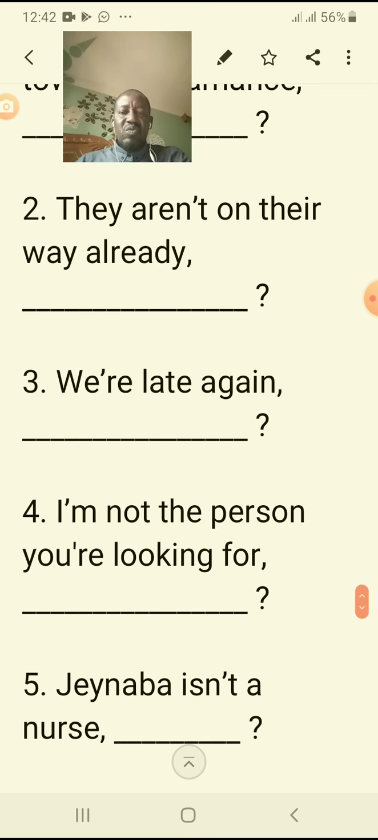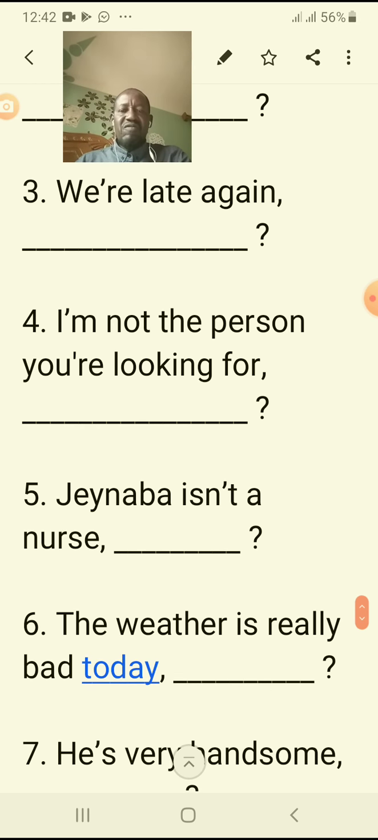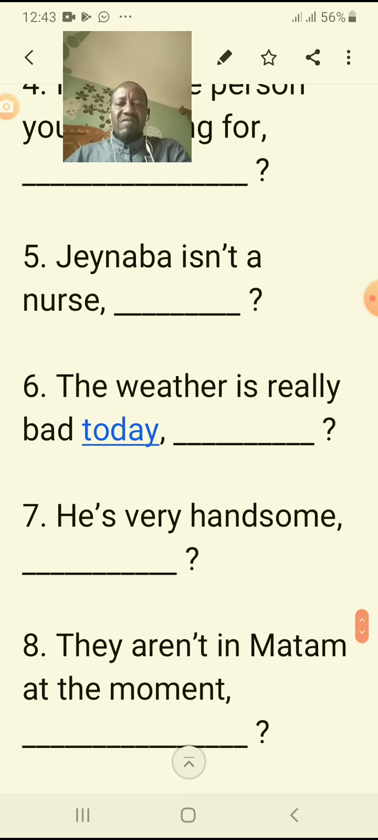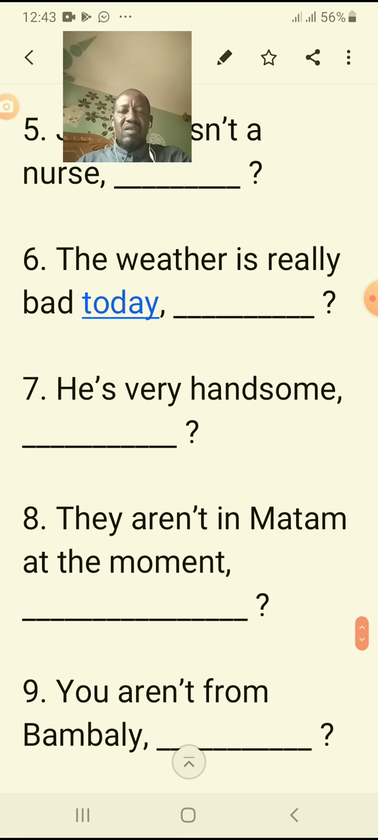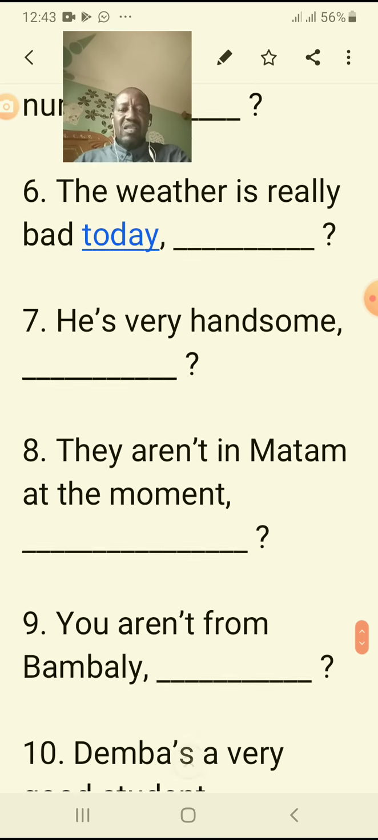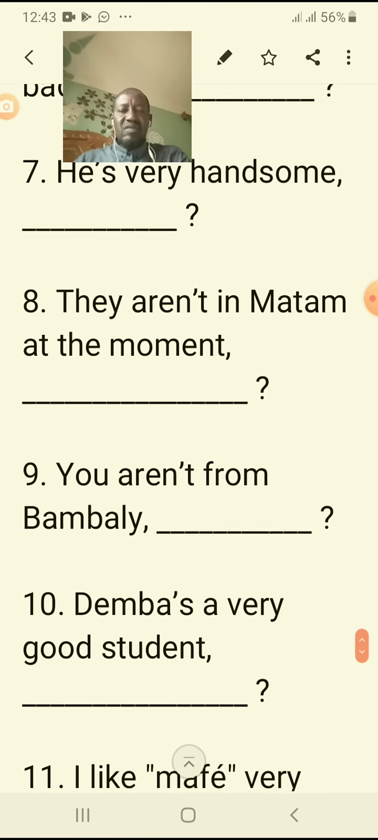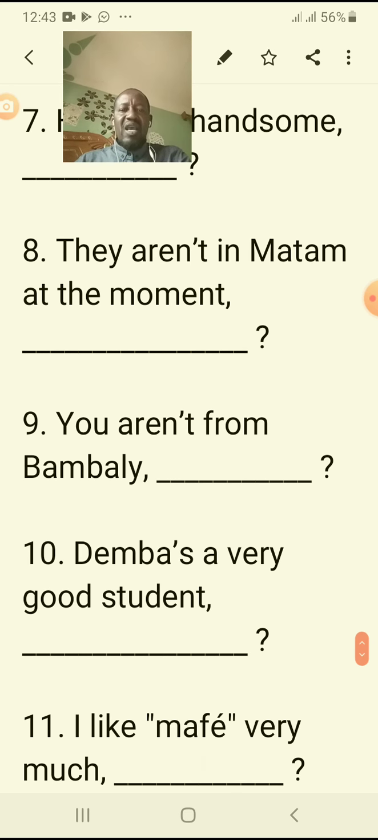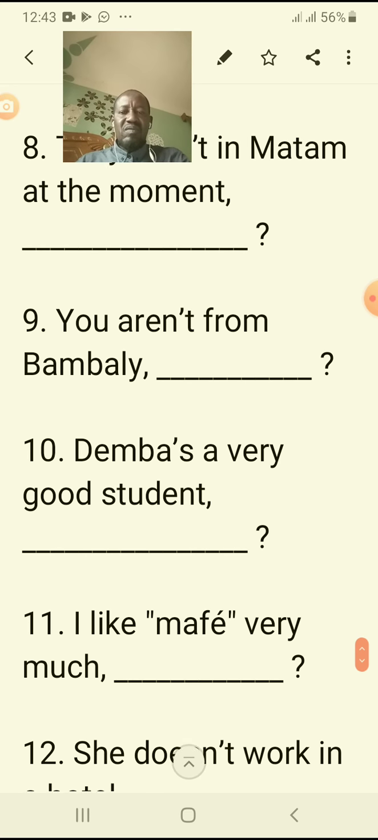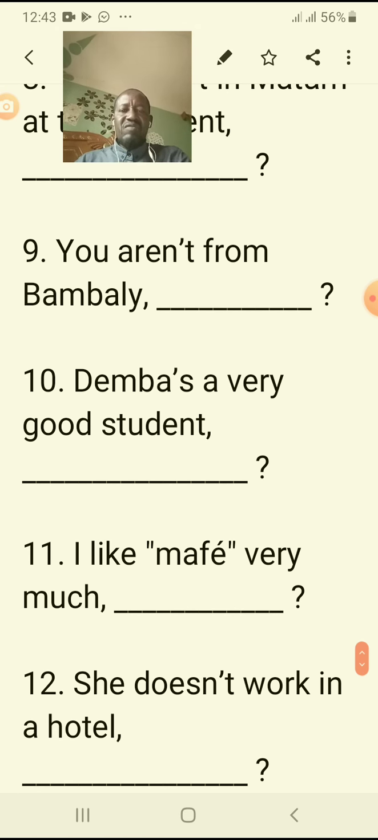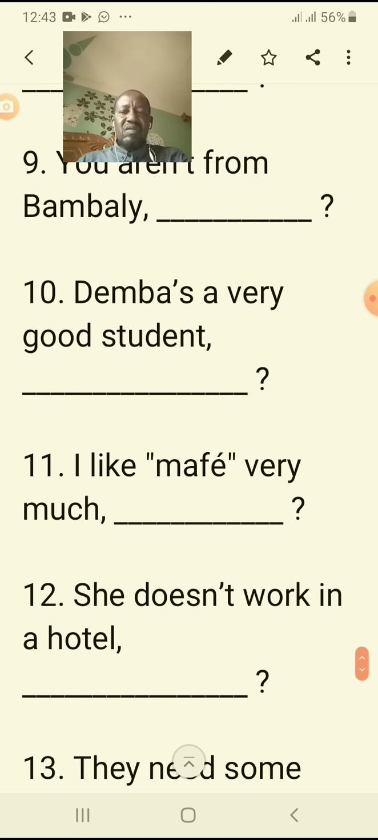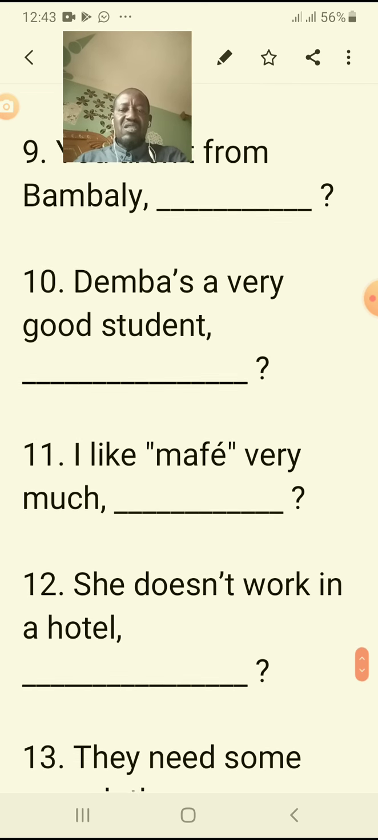3, we are late again. 4, I'm not the person you're looking for. 5, Jennifer isn't a nurse. 6, the weather is really bad today. 7, he's very handsome. 8, they aren't in Matam at the moment. 9, you aren't from Bambali. 10, Demba is a very good student.